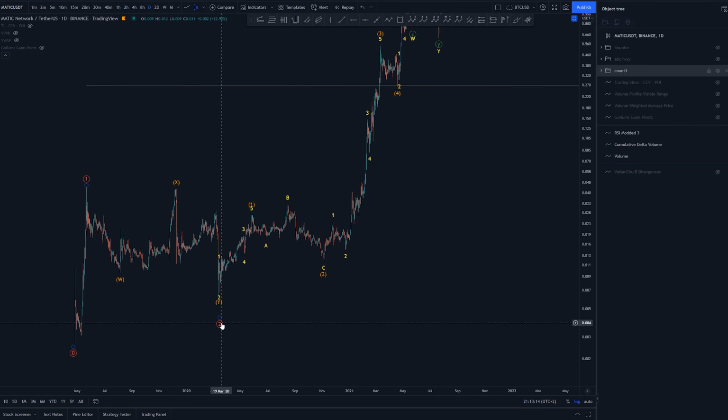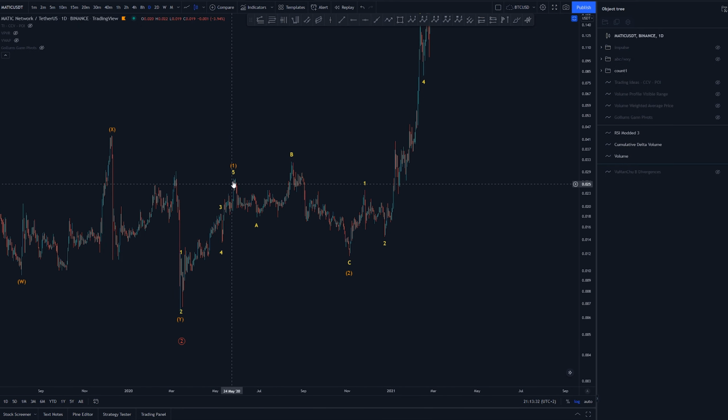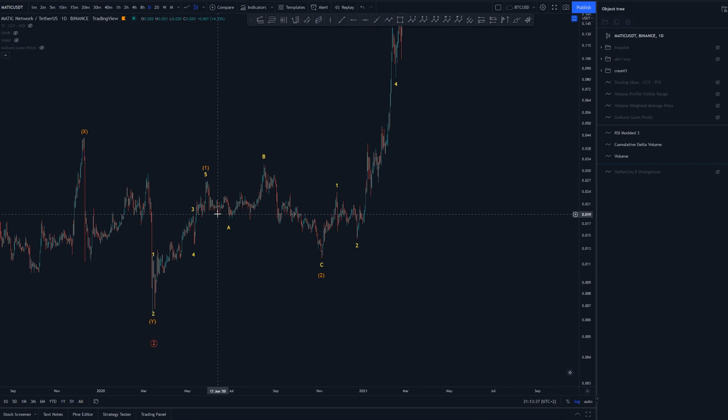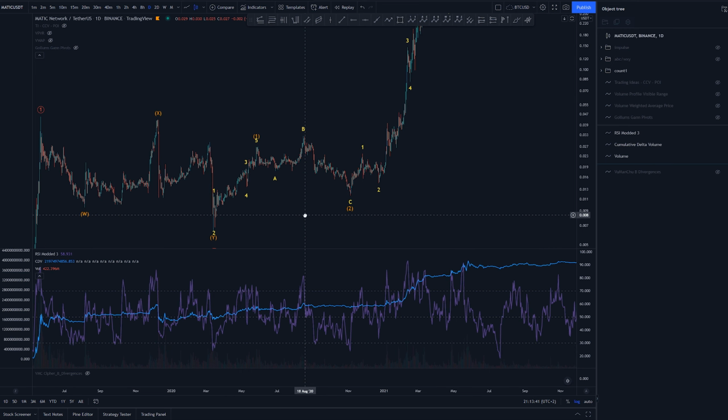For this primary 2 down here is a result of WXY, ABC, ABC, and then ABC, which is in WXY. Now I had some issues trying to plot this one of intermediary count here, and it is definitely not perfect.